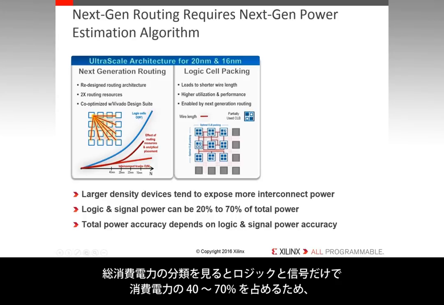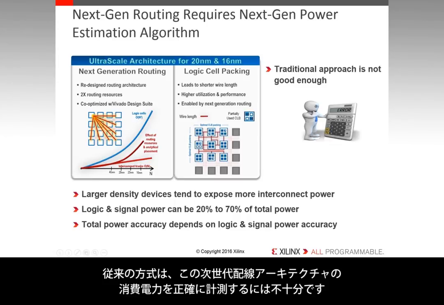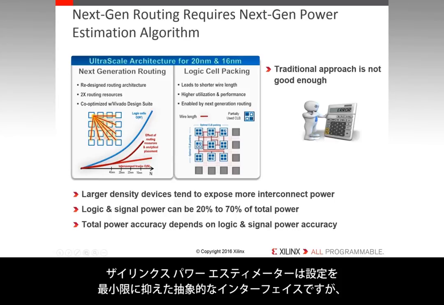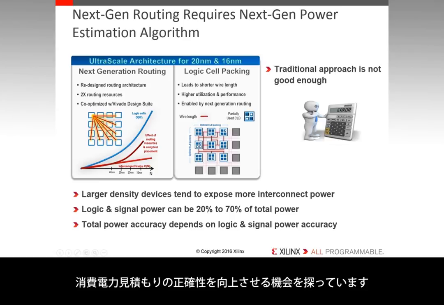If we take a closer look at total power breakdown, logic and signal power alone can be somewhere between 40 to 70%. This eventually reveals that special attention is needed on logic and signal power to achieve accurate total power estimation. The traditional approach is not good enough to gauge power dissipation in this next generation routing architecture. Though Xilinx Power Estimator is a very abstract interface with minimal configuration settings, we constantly look for opportunities to improve accuracy of power estimation, which helps our customers with early design strategies and decisions.